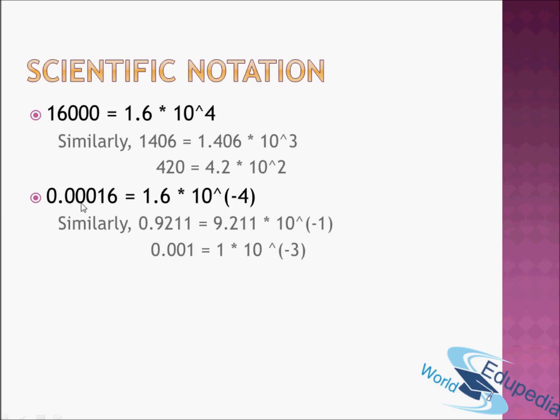Okay, so we have divided the number by 10,000, which means we have multiplied it by 10 to the power minus 4. Similarly, 0.9211 can be written as 9.211 multiplied by 10 to the power minus 1, and 0.001 is written as 1 into 10 to the power minus 3. Again, the number of significant figures on both sides must be the same. We cannot change the number of significant figures. So 0.001 has only one significant figure, which is 1. So even on the right hand side we have maintained the same number of significant figures.